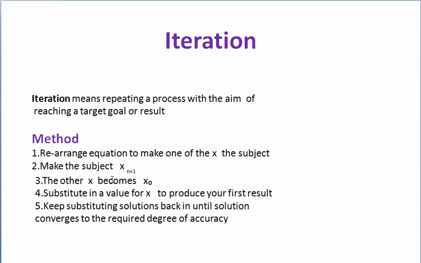Then we make the x that is the subject x subscript n plus 1, and the other x in the equation becomes x subscript n. We substitute in a value for x to produce our first result. We're usually given this first x, x subscript 0 or x subscript 1. Then this answer that we get after this substitution, we substitute back into our rearranged equation, our iterative equation, and we get another solution.